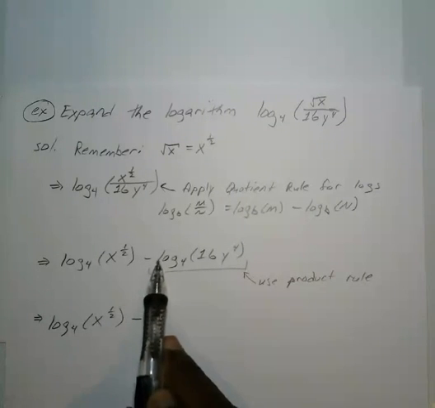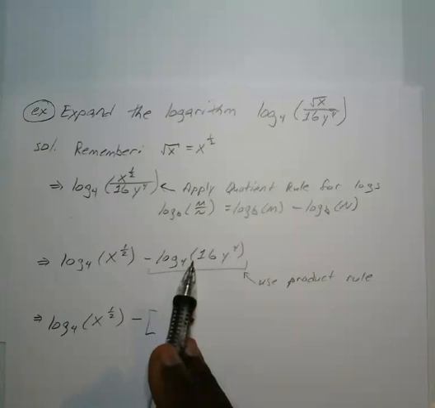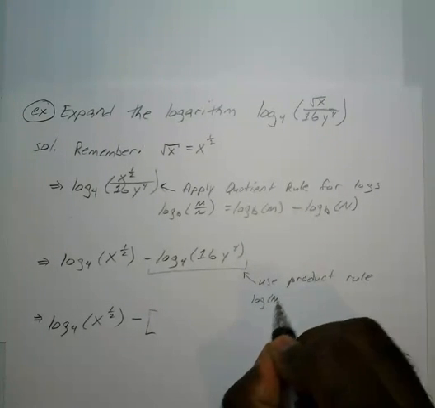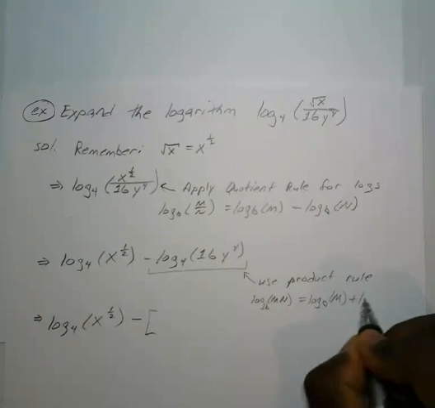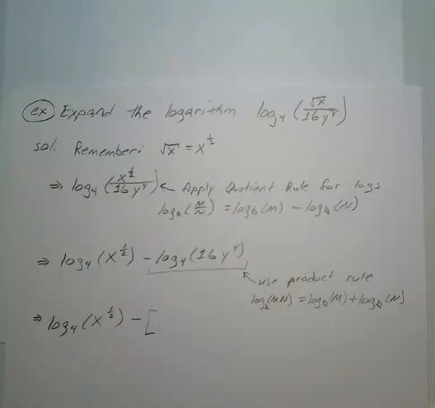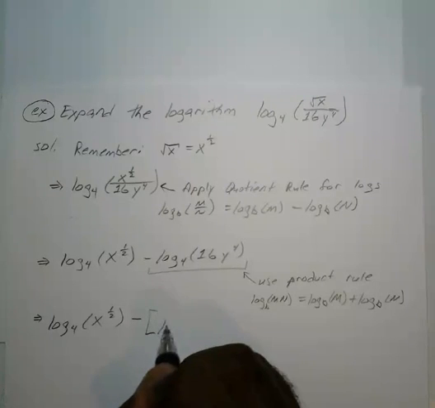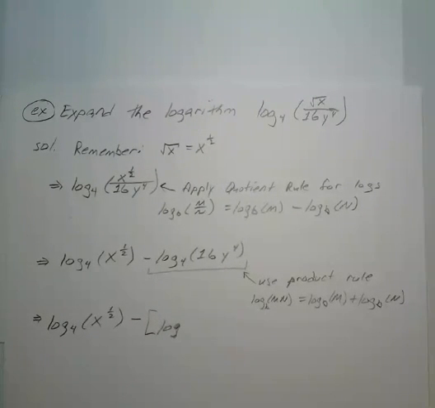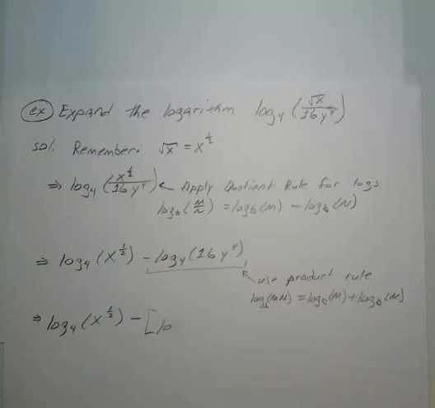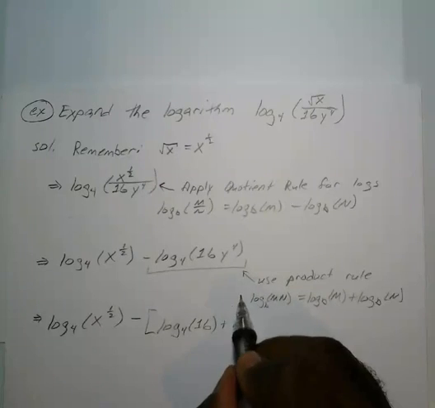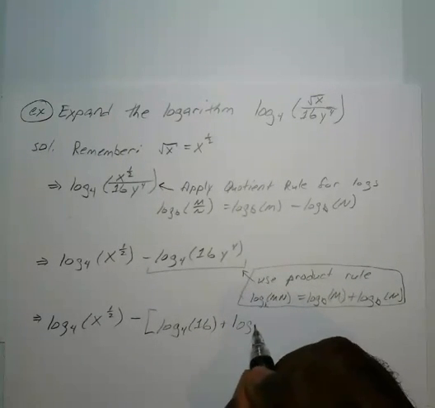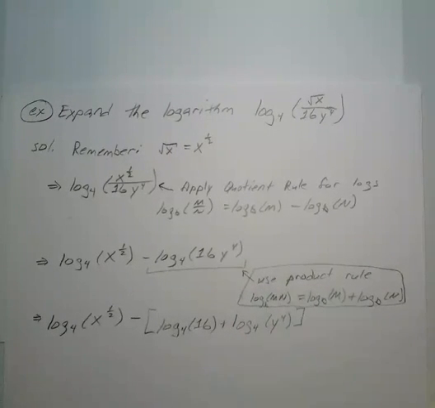Okay, so minus, now remember, this entire thing is what you're subtracting. So once you apply the product rule, which is log base b of m times n equals log base b of m plus log base b of n, this is going to be minus log base 4 of 16 plus log base 4 of y to the 4th. Probably could have had a little more room there, but hopefully it won't get too congested and confusing.